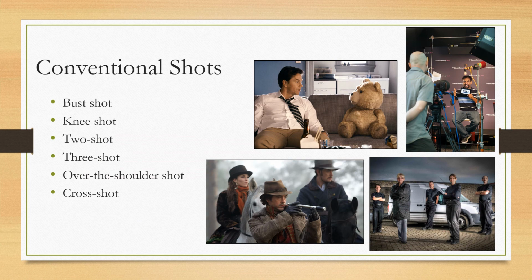So here we do have some typical photography and especially broadcasting camera shots. We have the bust shot from the chest up, the knee shot, the two shot, which is having two people in the screen, like you see here with the teddy bear in that example. The three shot, you can see there with three people in there. The over-the-shoulder shot, we see here in the upper right-hand corner, right? The camera coming from over the shoulder. And the cross shot is similar, where we might have two guests sitting and we might cross the camera between the two.